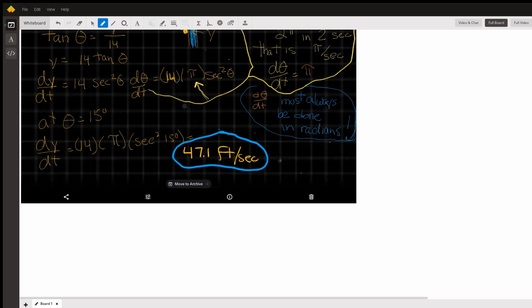Move this down a little bit. So we have now dy/dt equals 14 pi secant squared theta. Now we'll put 15 degrees in for theta. And it doesn't matter here if you use degrees or radians. As long as your calculator is set to the correct mode, you'll get the same answer. dy/dt equals 14 pi times secant squared 15 degrees, and that is 47.1 feet per second.